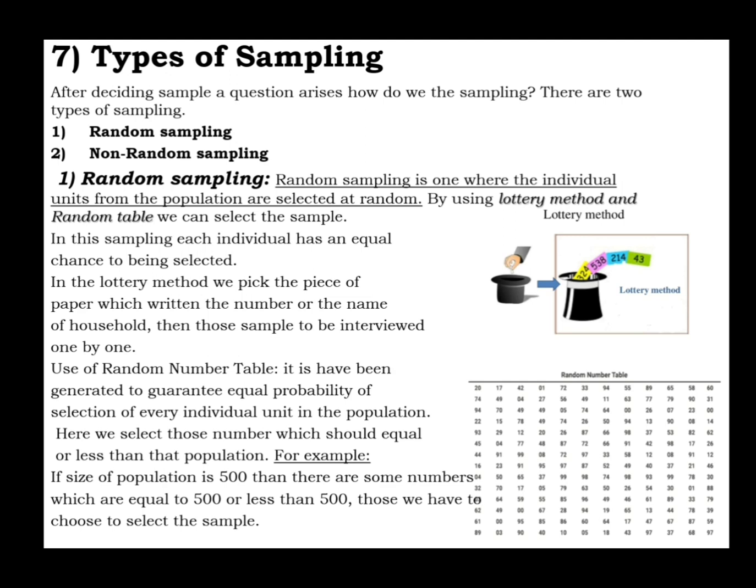In the hat, first we have to prepare some sheets. Thereafter we have to pick a certain piece of paper from that hat. Whichever number comes, whichever sheet we find, that sheet will be selected as our sample.